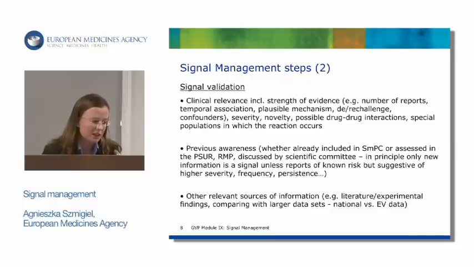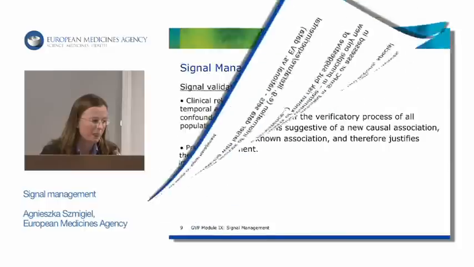When validating a signal, previous awareness should be taken into account, whether the signal is already included in the summary of product characteristics or assessed in the PSUR, risk management plan, or discussed by a scientific committee. In principle, only new information is a signal, unless reports of known risks suggest higher frequency, severity, and persistence. Also, other relevant data sources should be consulted, including literature, experiments, and findings, comparing with larger data sets, for example, national versus EudraVigilance data.